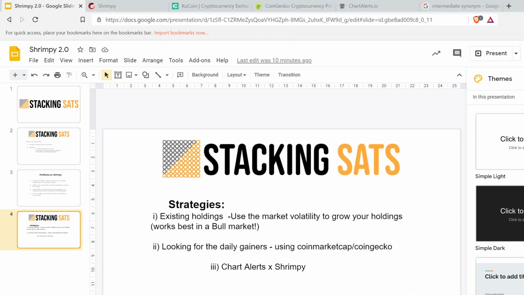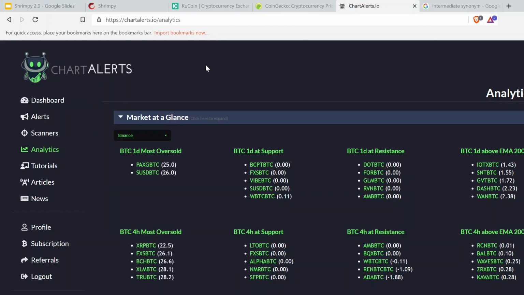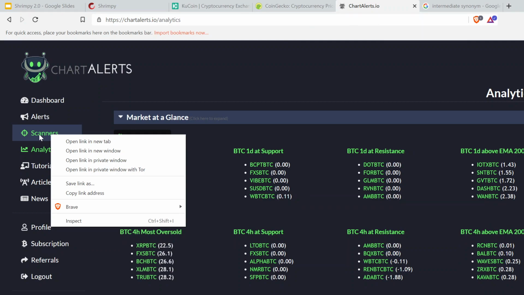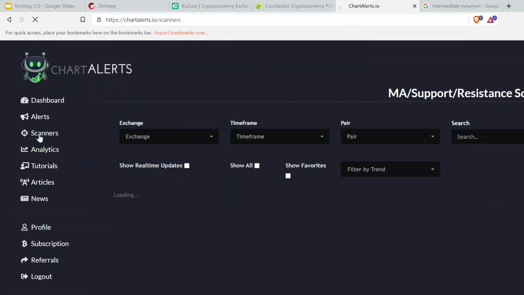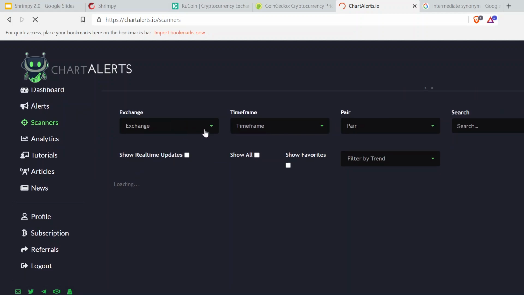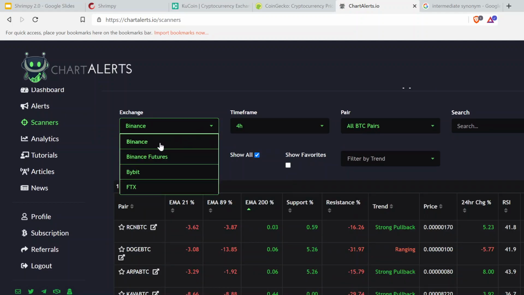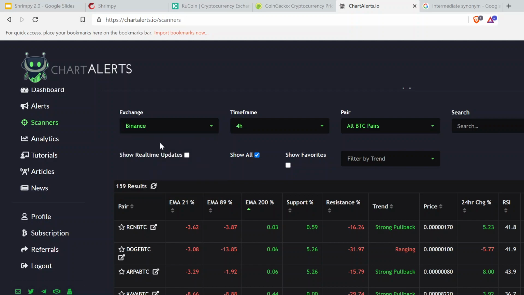The final one is actually using Chart Alerts, which is something that I'm subscribed to. And guys, it is pretty awesome. With Chart Alerts, you get access to a scanner, and the scanner is pretty cool. It doesn't have many exchanges, but even if you're not linked to Binance, because of arbitrage the price is extremely similar. Even if the graph might look slightly different, the price is more or less constant across exchanges.